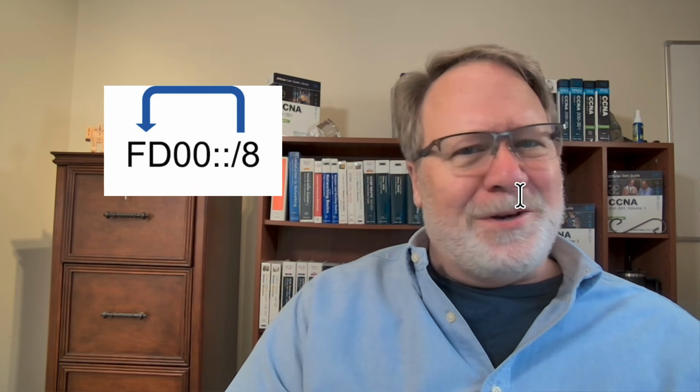Both IPv4 and IPv6 have private IP addresses. In IPv6, we call those unique local addresses, or ULAs. In this video, you'll learn about the basics, but private addresses are very popular in IPv4, and they're not so popular with IPv6. We'll talk about why that is as well. Let's jump in.